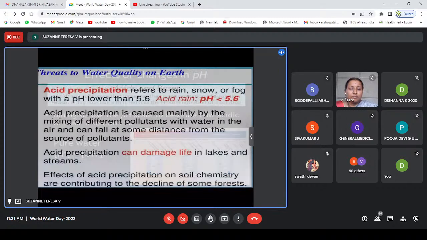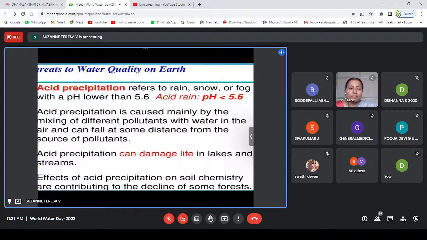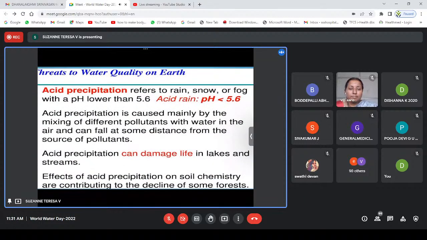This adaptability allows water to combat drastic changes of pH due to acidic or basic substances in the body in the process called buffering. Ultimately, this protects proteins and other molecules in the cell. Acid precipitation refers to rain, snow, or fog with a pH lower than 5.6. Acid precipitation is caused mainly by mixing of different pollutants with water in the air and can fall at some distance from the source of pollutants. Acid precipitation can damage life in lakes and streams.